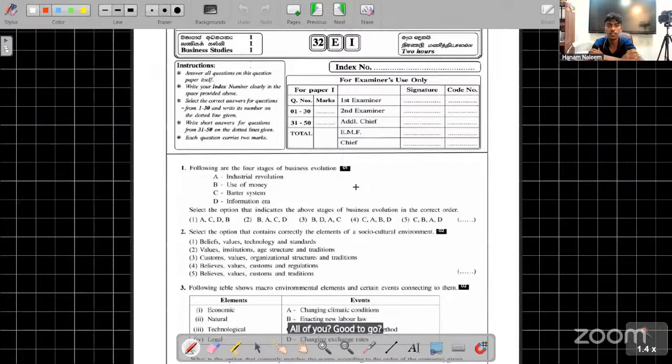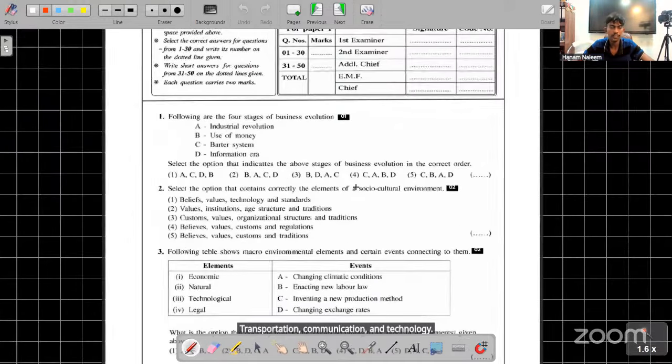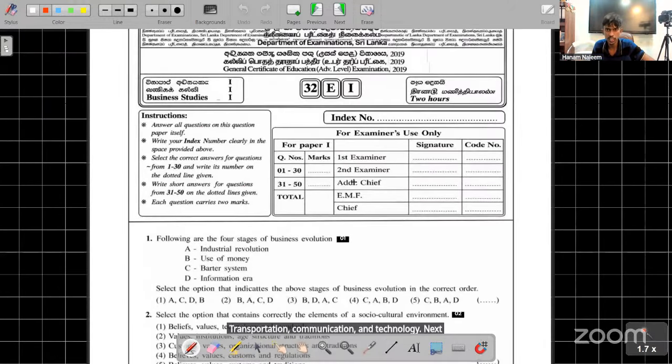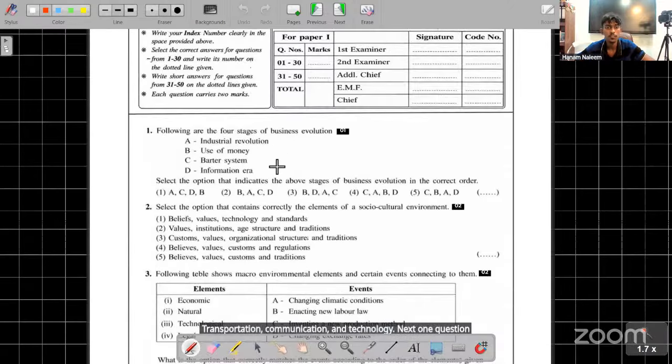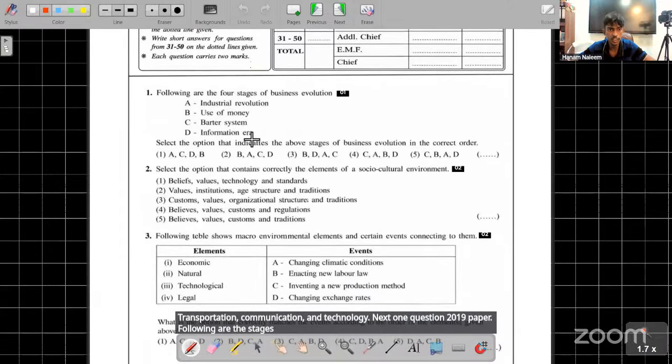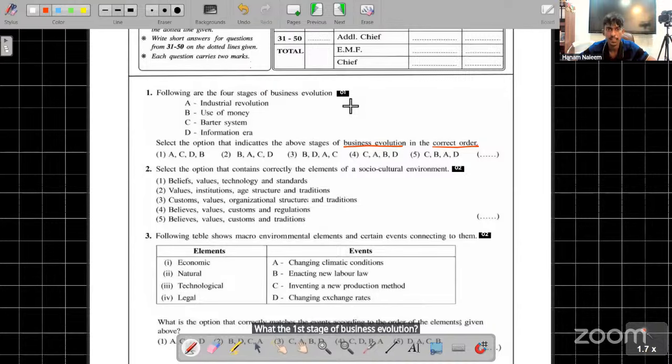Transportation, communication, and technology. Right. Next one, question from the 2019 paper. Following are the stages of business evolution. Select the option that indicates the above stages of business evolution in the correct order. So tell me, what's the first stage of business evolution? Barter system, right? You can just say the alphabet letter. That's enough.